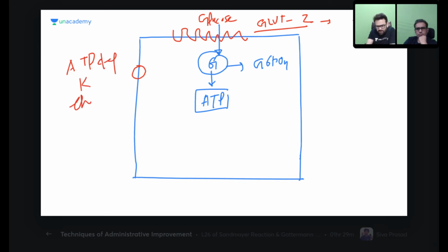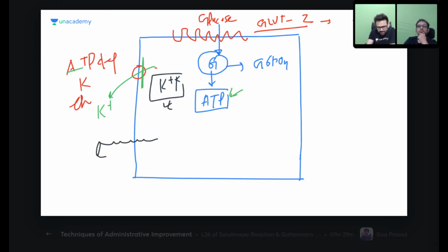ATP dependent potassium channel. So normally is this open or closed? Normally, when there is no glucose, is it open or closed? It is open. So potassium keeps on going outside. But when you take food, it forms ATP, and the ATP dependent potassium channel will close. So now potassium cannot go outside, and this potassium will rise, and this will change the voltage. And when this changes the voltage, it will cause opening of the voltage gated calcium channel, isn't it?